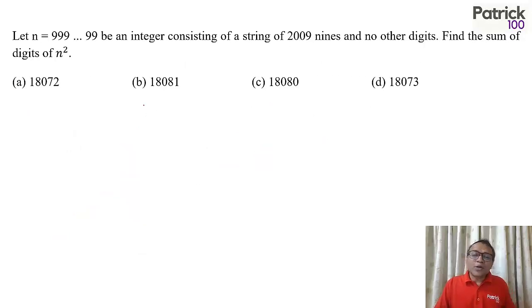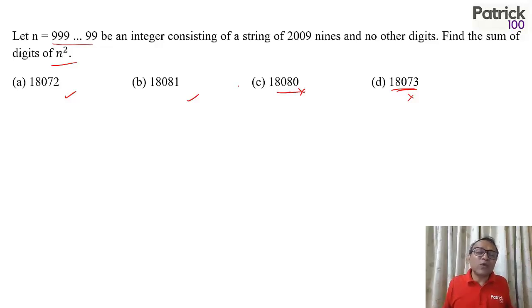Okay, this is again an important concept, pattern formation. One thing I can make out is that n is a multiple of 9. So n square should be a multiple of 9. So the sum of digits should be a multiple of 9. A satisfies, B satisfies, C, the sum of digits is not a multiple of 9. D, the sum of digits is not a multiple of 9. So I know it is option A or B.